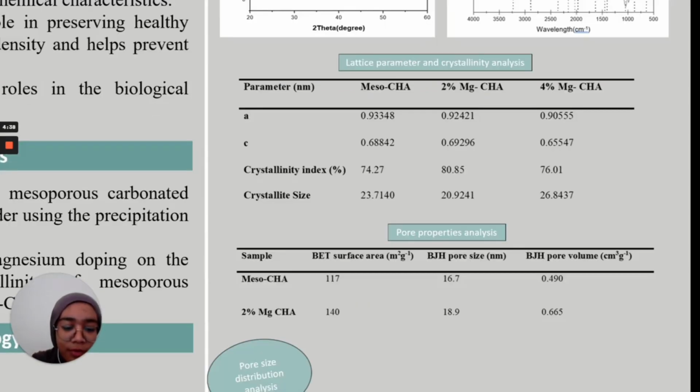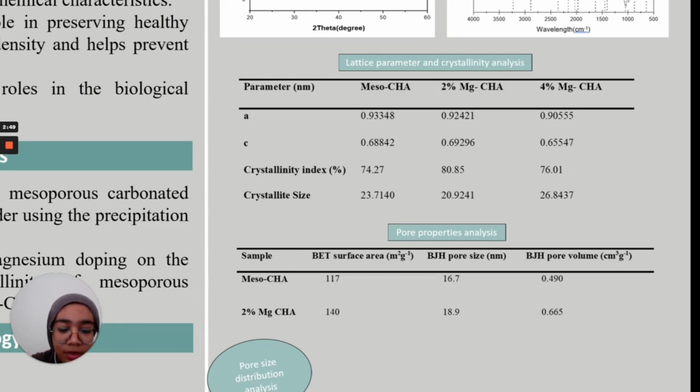And also by using Origin Pro software, we can tabulate the crystallinity index, lattice parameter, and also crystallite size of the sample we produce. From this table, we can see that the lattice constant at C increases as we added magnesium into the lattice, but decreases when we increase the concentration of dopant to 4%. We can see that the crystallinity index increases when we dope the Mesoporous carbonated hydroxyapatite with magnesium. However, when we increase the dopant to 4%, the crystallinity index decreases. But still, the crystallinity index is greater than undoped Mesoporous carbonated hydroxyapatite. This can conclude that doping magnesium into hydroxyapatite can increase the crystallinity index. However, it decreases gradually when we increase the concentration of the dopant.